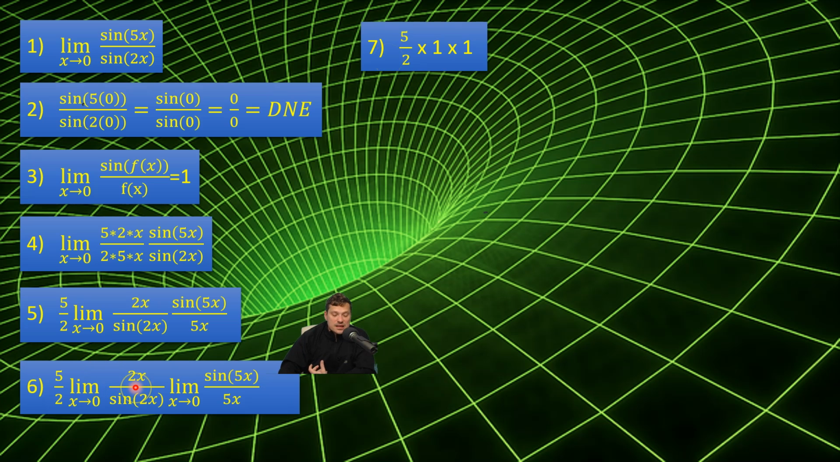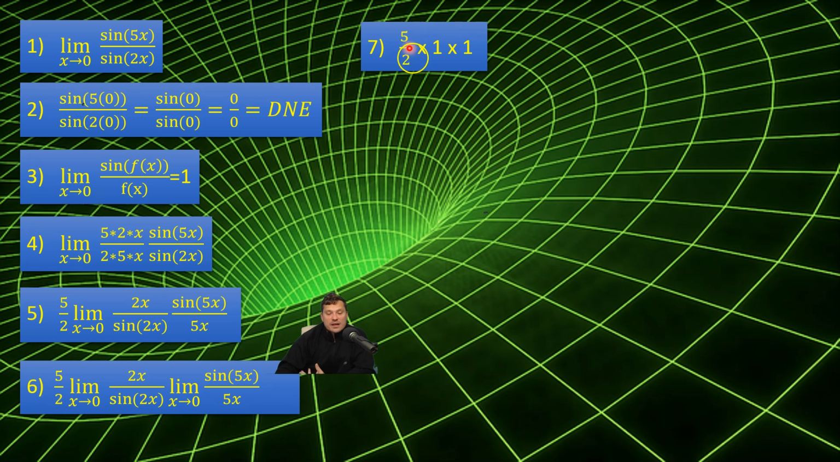At step number 6, both of those limits are found using basically what I'm telling you at step number 3, which is this rule: the limit as x approaches 0 of sine of f of x over f of x is 1. You can also remember there's a flipped version that says the same thing. The f of x can be on top, and the sine of f of x can be on bottom in step number 3. It works the same way in terms of the limit value.